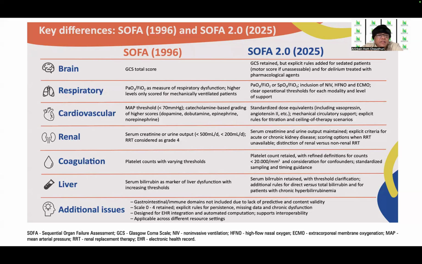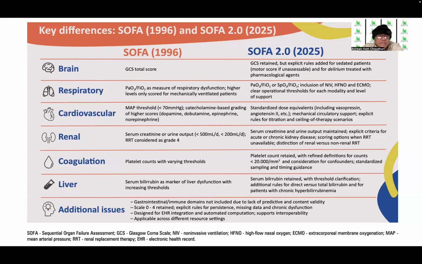Next, coming to the renal system, serum creatinine or urine output of less than 500 ml per day or less than 200 ml per day, or RRT, was considered as grade 4 in the original SOFA, where serum creatinine and urine output were maintained. Explicit criteria for acute or chronic kidney disease, scoring options when RRT is unavailable, and the distinction of renal versus non-renal RRT find a place in the SOFA 2 edition, and of course that makes it more scientific and logical.